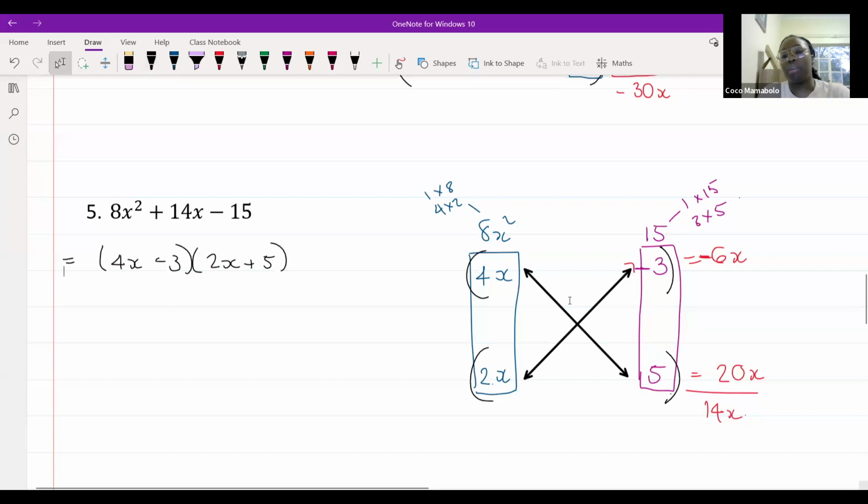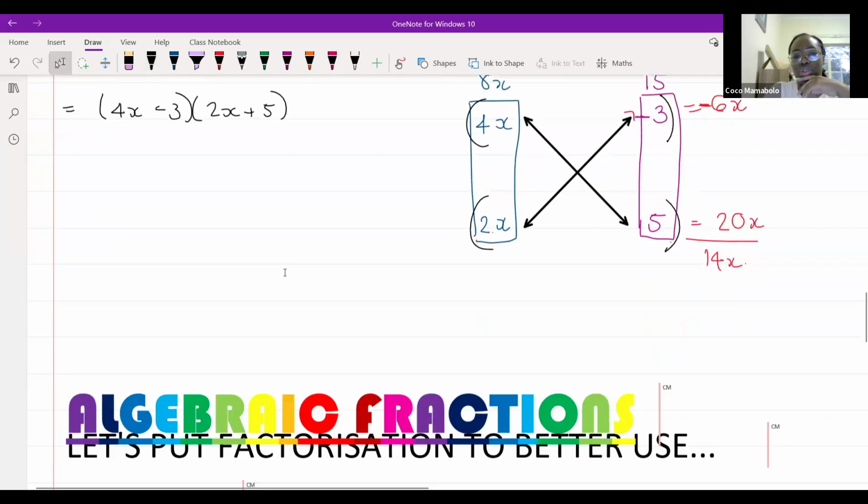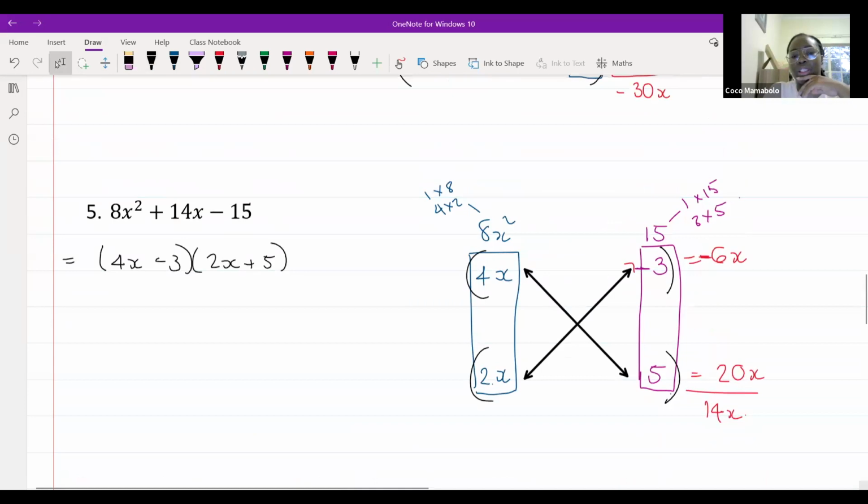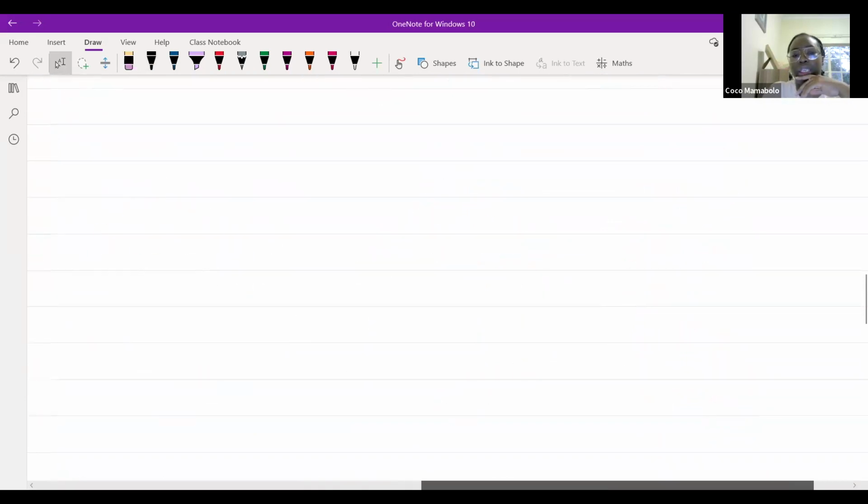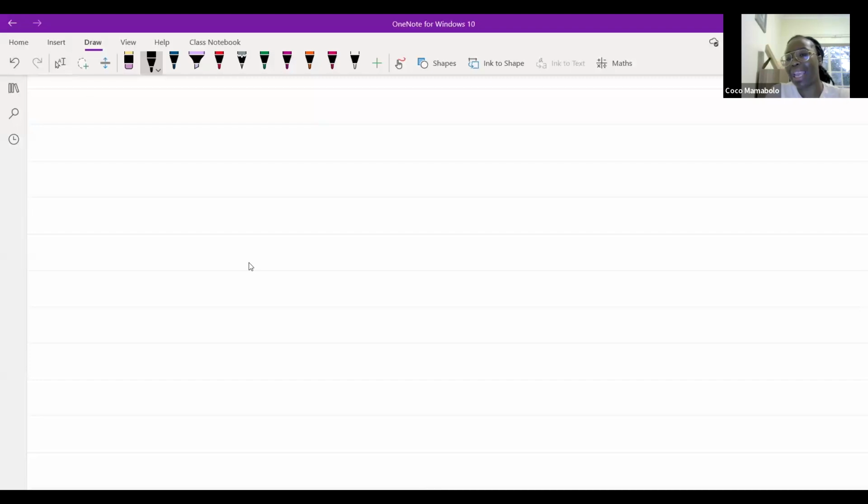I want us to do one more thing. We'll get to algebraic fractions, but I want us to do cubes very quickly. We've got about 10 minutes. I want us to look at this and see who can pick up the pattern. Remember, like I said, guys, factorization is all about patterns.